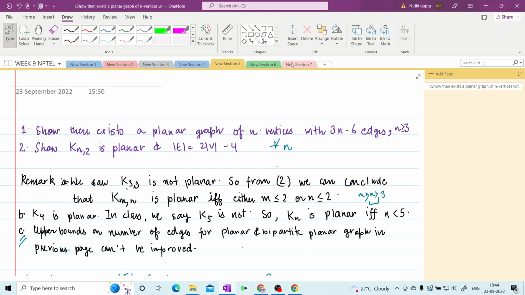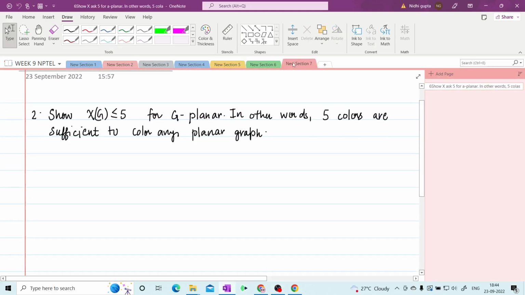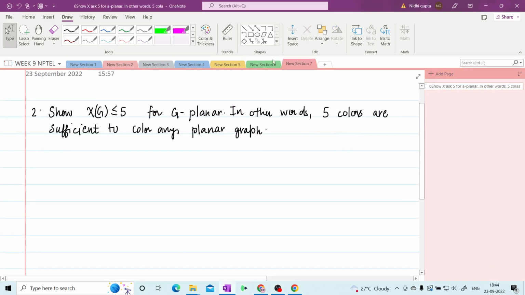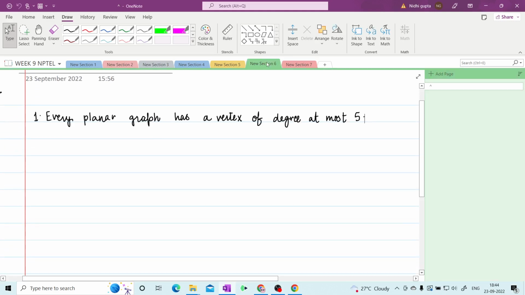Now let's come to the last problem. Okay, sorry, there's one more problem before that. So now we have to show that every planar graph has a vertex of degree at most 5.